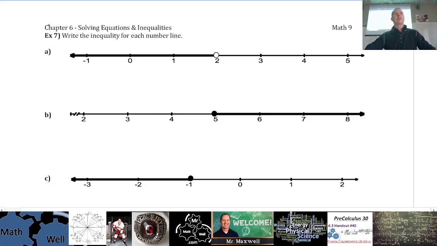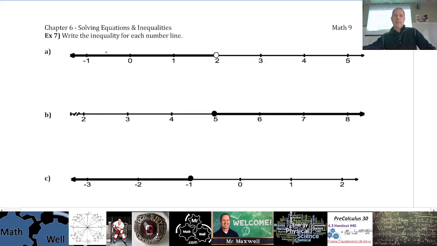Example 7. So here's looking at it a different way. I'm going to give you the solution set or the inequality on a number line, and you have to write the inequality in algebraic symbols. Okay. So this one at 2 has an open circle. Okay, there's an open circle at 2, so we know what that means. That's not going to include 2, right? So there's going to be no or equal to in this one.